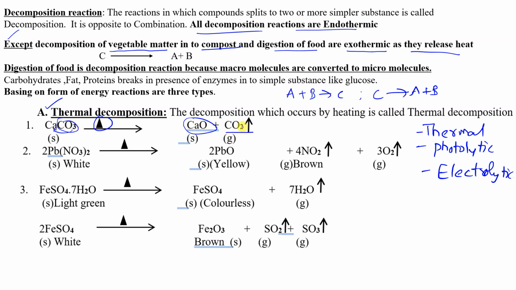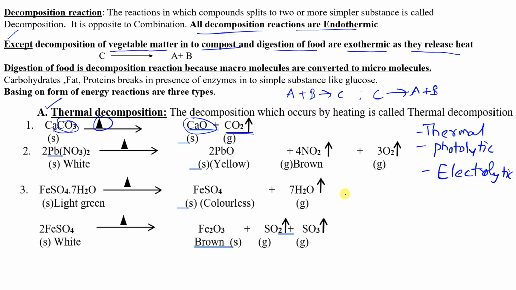CO2 is a stable compound, so CO3, which is an anion, loses oxygen to calcium and converts to CO2. That is how we get calcium oxide and CO2. It's a decomposition reaction because one compound is breaking into two or more compounds. Let's take one other example: the decomposition of lead nitrate.